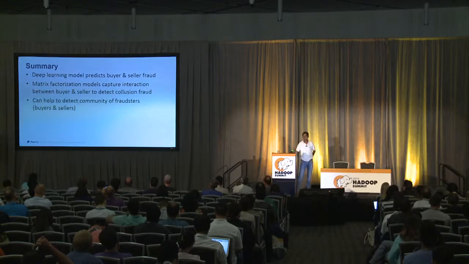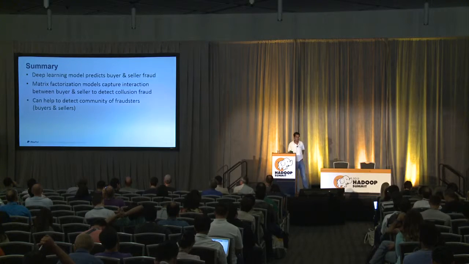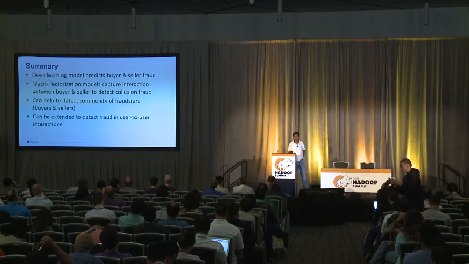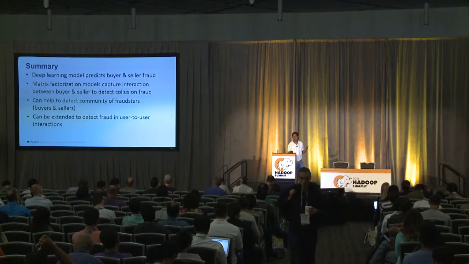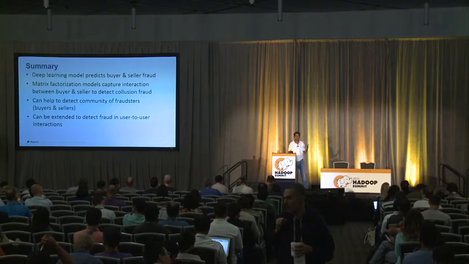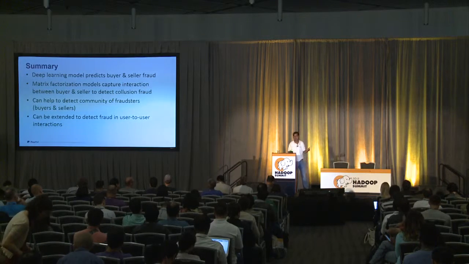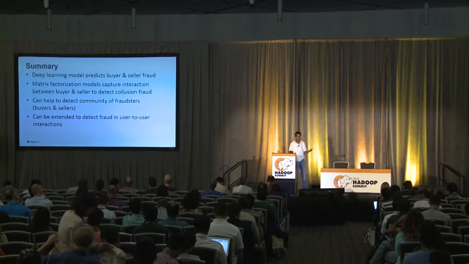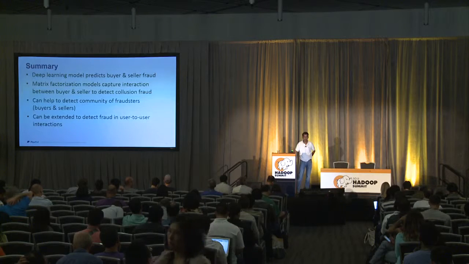So basically, we can detect a community of fraudsters, a fraud ring that goes on between buyer and seller. It can also be extended to, for example, money laundering activities. People move money between two accounts, and they don't have to have a business. So it can be extended to user-to-user interaction, and matrix factorization can be applied.